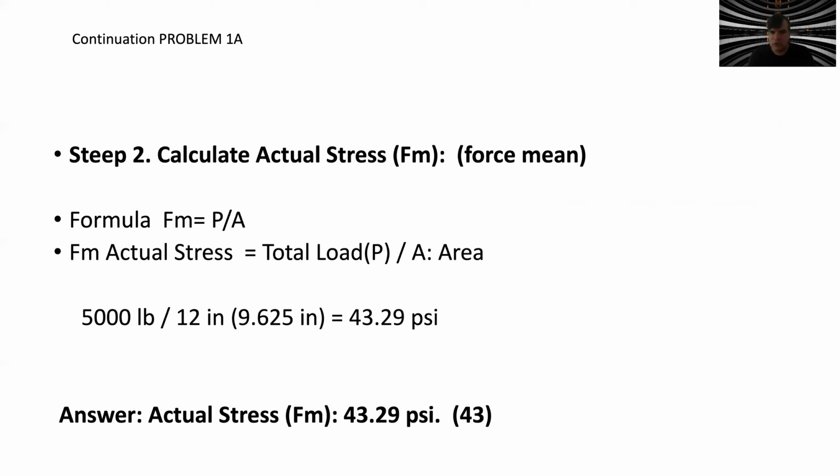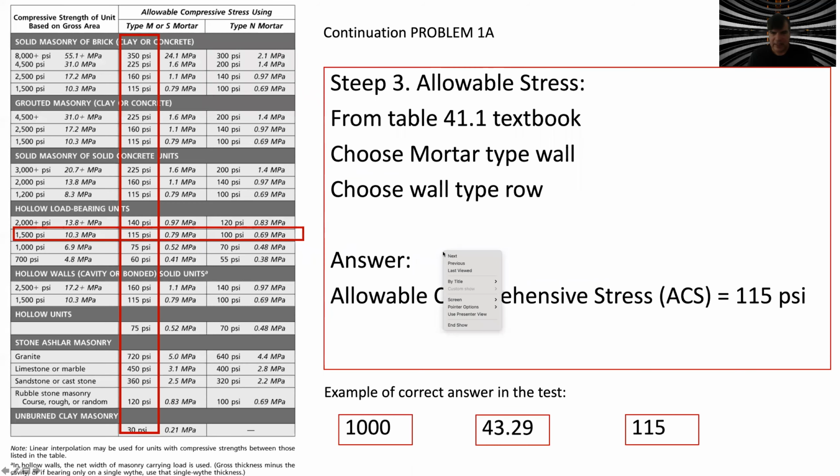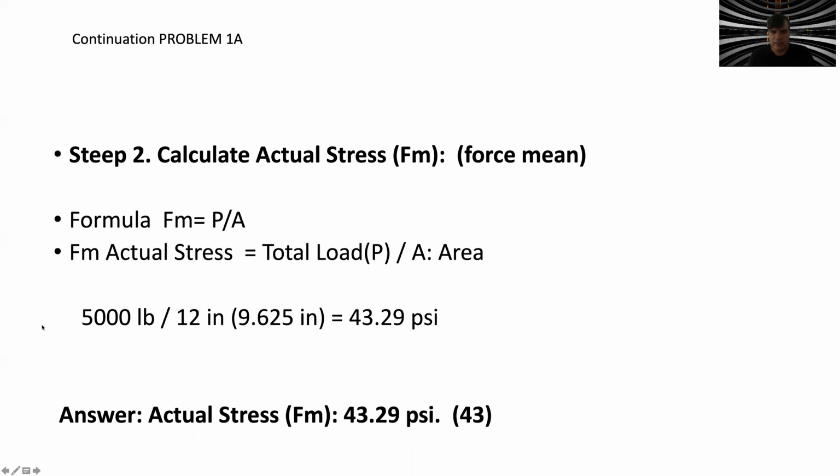Step number 2, we need to calculate the actual stress. Actual stress is force, I mean. As I explained, the formula of stress is weight, load, or force divided by area. In this case, we have a force that is the total load, that is 5,000. We divide by 12 and we get 43.29. Why do we multiply by 12 inches? Because remember, we're calculating a stress. Let me go back. We are calculating a stress.